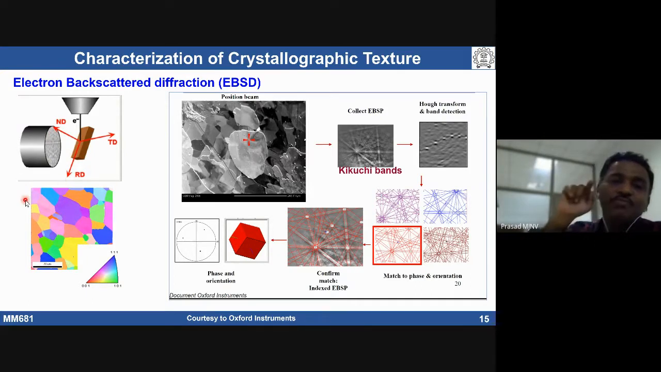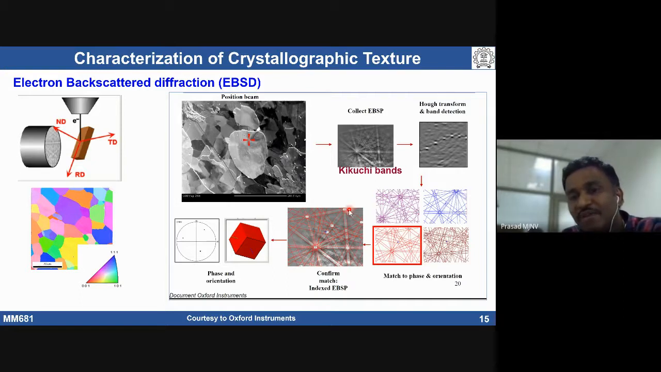Now your beam is coming in the ND direction, and we have an RD-TD plane. That's what we see. We do see these Kikuchi bands. Can we have different types of Kikuchi bands? Let's look here. Within this, we get different bands.